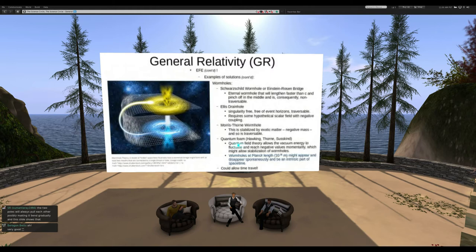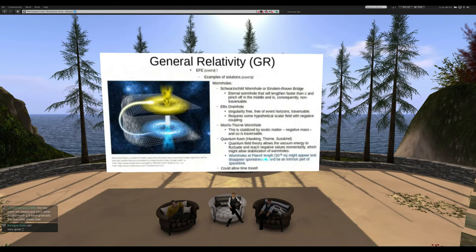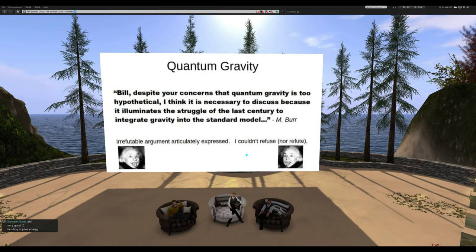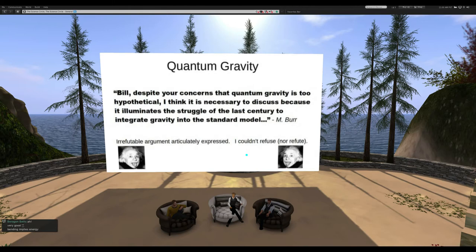But there's one that could be stabilized by exotic matter, again, negative mass, and maybe other ways to do it. Quantum foam. The idea is that space-time has all these virtual particles popping in and out of existence, and there could be wormholes that are joining them on this very tiny scale. And it could be an intrinsic part of space-time. And I colored this blue here, because this is a foreshadowing of events to come.